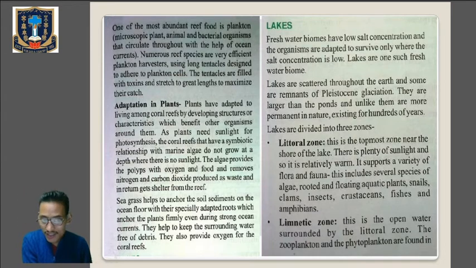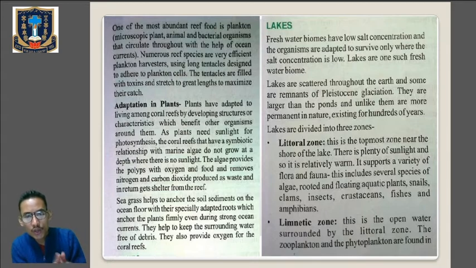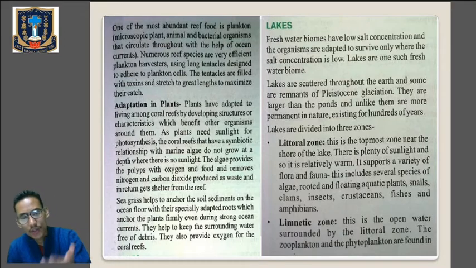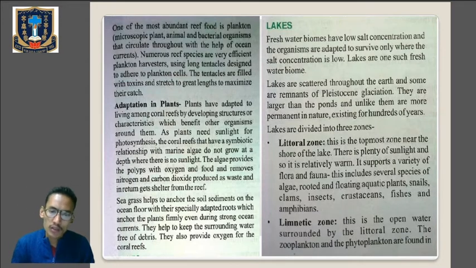So here also we can see the presence of symbiotic association between the coral reef and the plant, that is algae. Seagrass helps to anchor the soil sediment on the ocean floor with specially adapted roots which anchor the plants firmly even during strong ocean currents. So we have strong, well developed root systems in plants present in the coral reef biome. They help to keep the surrounding water free of debris. They also provide oxygen for the coral reef. So these are the important adaptive features seen in the plants that have grown in the coral reef biome. Now the next biome is the lake biome.